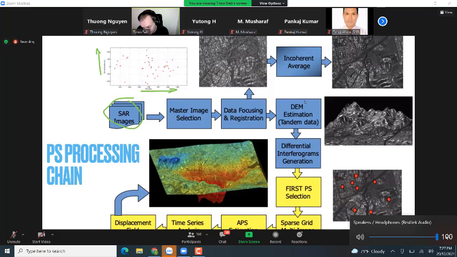We then take a DEM, and then we take the differential interferograms. So we remove the DEM, so that we remove the flat earth and the topography, so that we have only the motion left plus DEM error plus atmosphere.